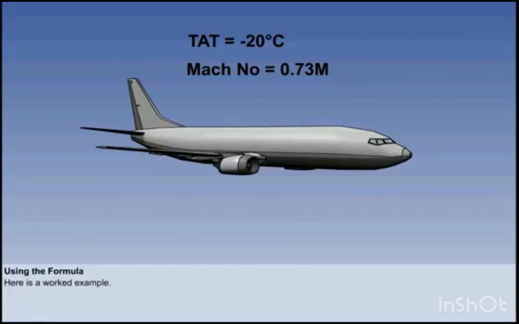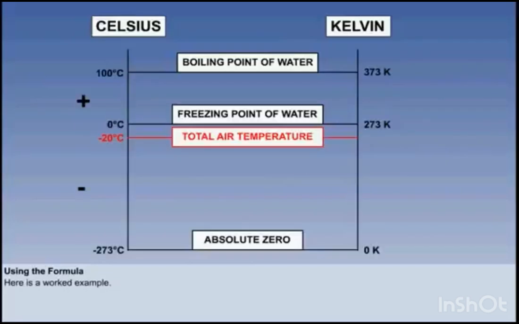The Mach number is 0.73, which is a typical speed for a Boeing 737 in long-range cruise mode. The recovery factor is 0.98, which is a typical value for a modern TAT probe. The value for Kr, the recovery factor, is determined by flight testing and is published in the operating instructions for the aircraft. The TAT is minus 20 degrees Celsius. This is the same as 253 kelvins, or 253 degrees absolute.